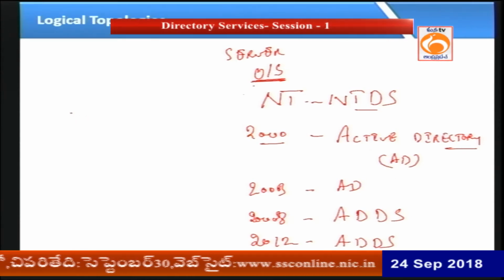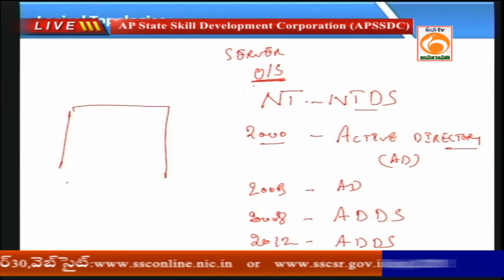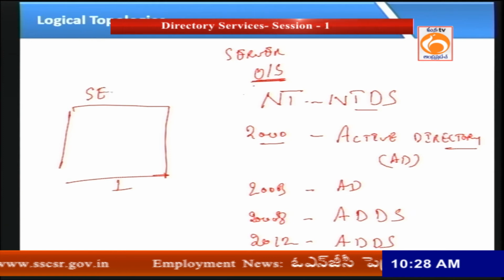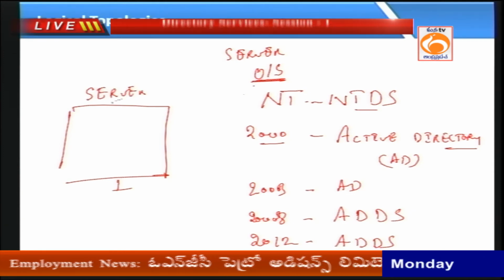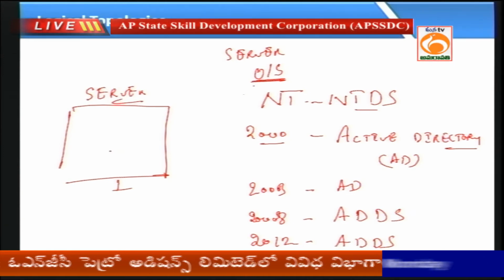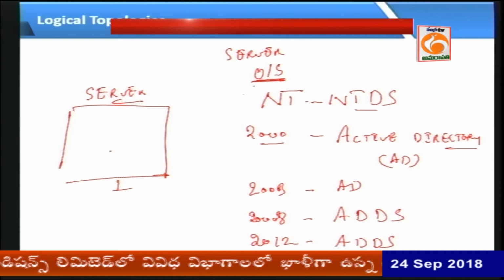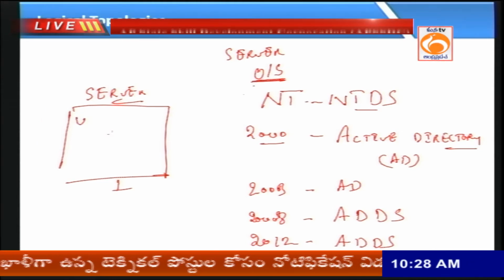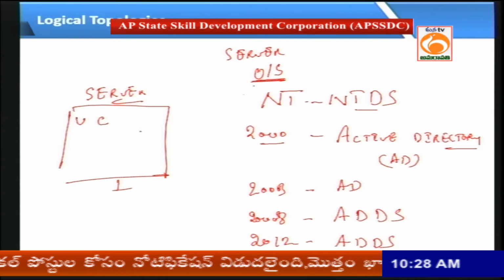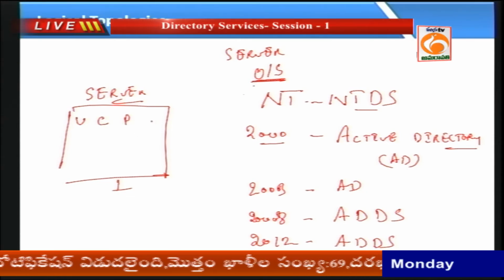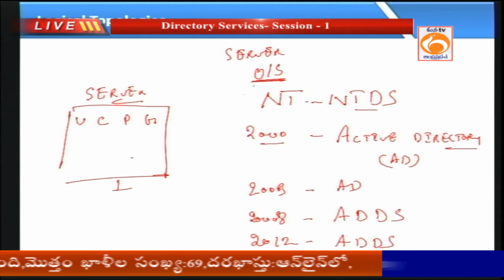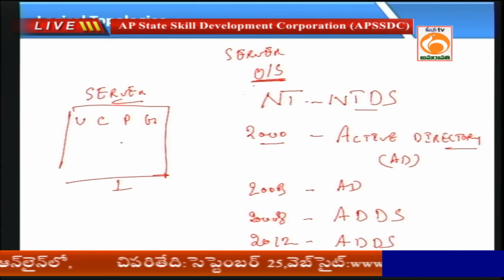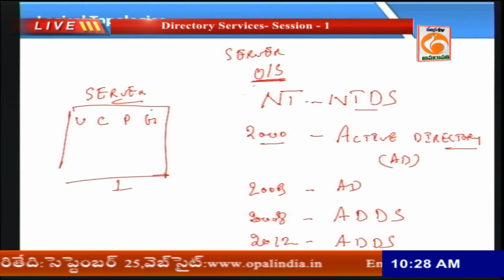That means, for example, I have a computer. I want to make this computer a server. What is a server? According to today's session, a server is the one which stores all the users information, all the computers information, all the printers information, all the groups information. It has to store everything. If I want to configure a server like this, I need directory services here.